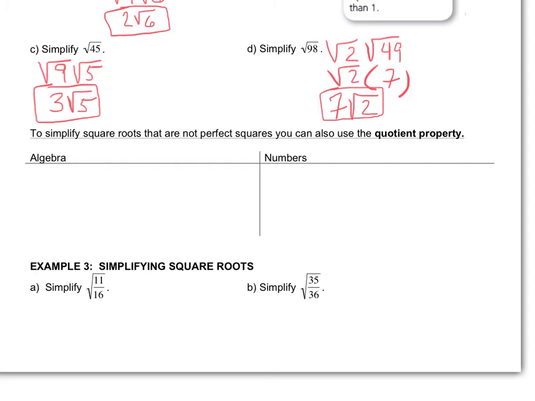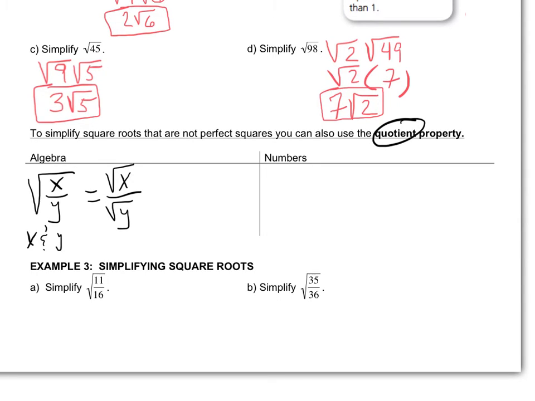So next we want to look at simplifying square roots that are not perfect squares by using the quotient property. First we talked about the product property, now we're talking about the quotient property. Basically in algebra, it would be some sort of fraction that looks like x over y with the square root radical sign on the outside. Basically that would break down to the square root of x, square root of y separately, and then we can reduce from there.